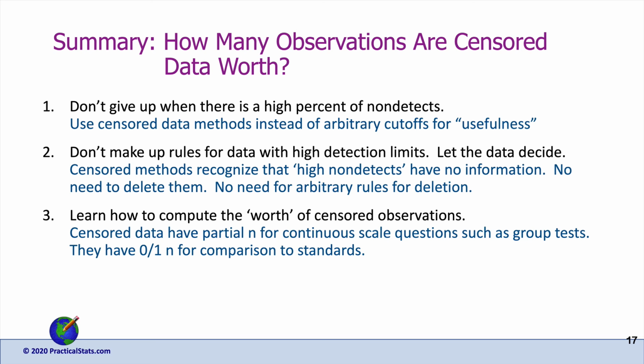And third, learn how to compute the worth of censored observations. The output that I showed earlier was with a command from our course called equivalent n that gives you the equivalent number of observations you have with your collection of censored data, and that depends on the percentiles that the detection limits have within the data set. And that worth changes depending on the question that you're asking. If you're comparing things to a standard, you have a 0, 1. It's just as good as a detected value if it's below the standard, and you can say that. Or it's not much help at all because you cannot say it's either below or above the standard.